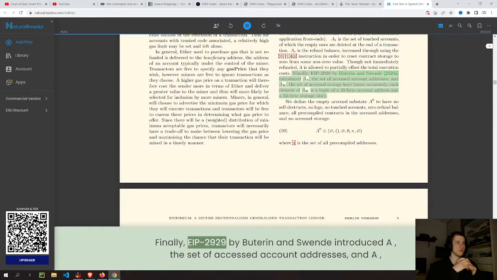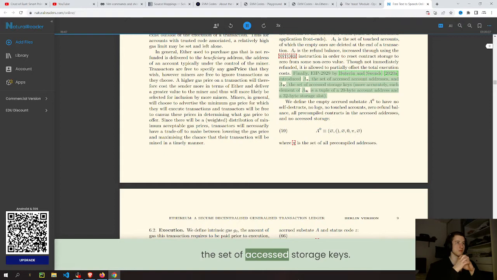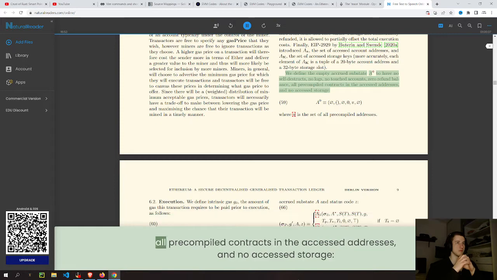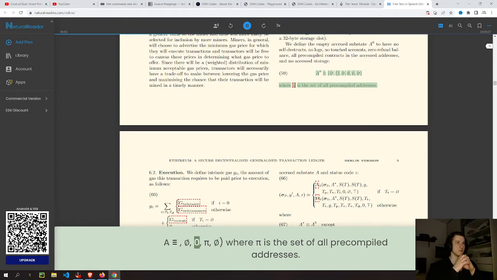Finally, EIP 2929 by Buterin and Swende introduced A_a, the set of accessed account addresses, and A_K, the set of accessed storage keys. We define the empty accrued substate A^0 to have no self-destructs, no logs, no touched accounts, 0 refund balance, all precompiled contracts in the accessed addresses, and no accessed storage. A^0 ≡ (∅, (), ∅, 0, π, ∅), where π is the set of all precompiled addresses.